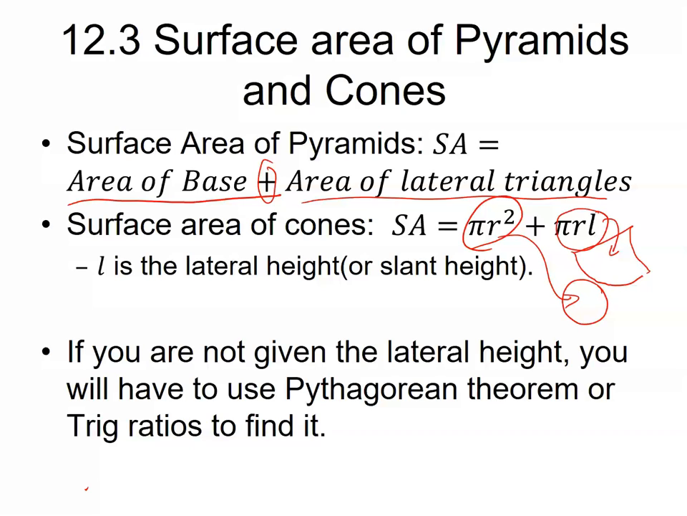So for the surface area, we're focusing on lateral height. That's the slanted height, the diagonal height to the side, as opposed to the straight up and down height. And again, watch that video and that'll explain a little bit more.